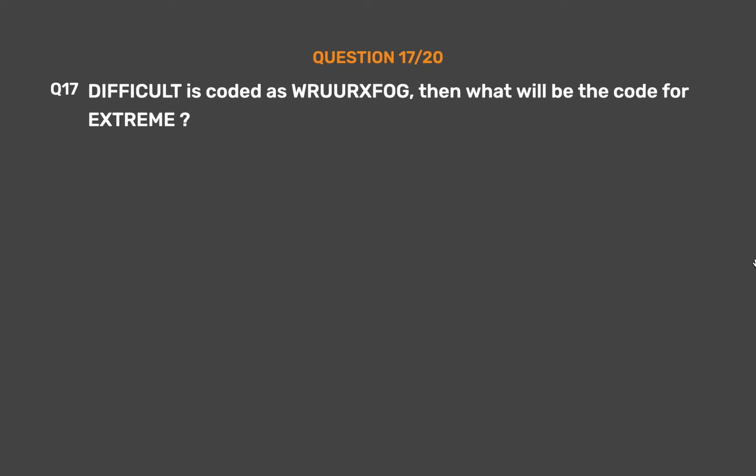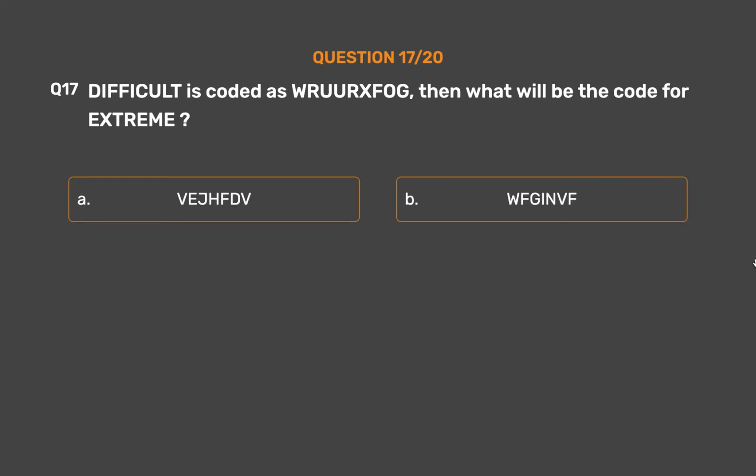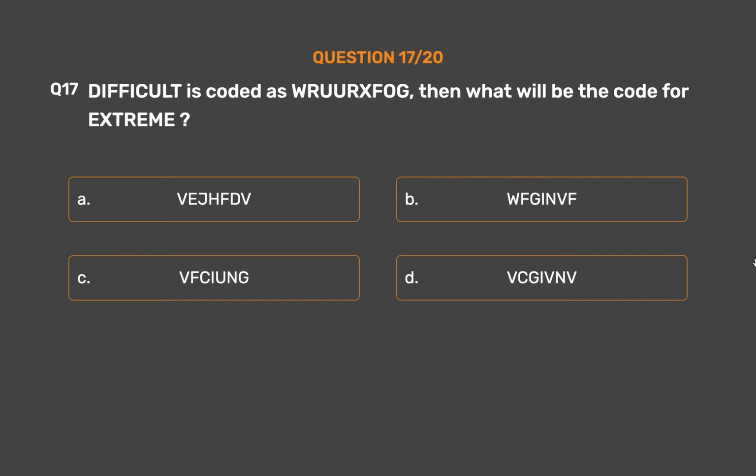Then what will be the code for extreme? Option A, Vidpr. Option B, Vgimf. Option C, Vshung. Option D, Vagiv. Option E, none of these.